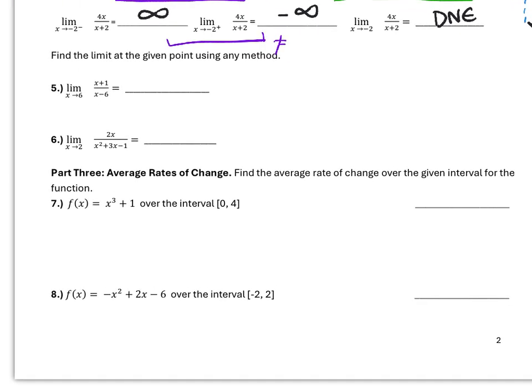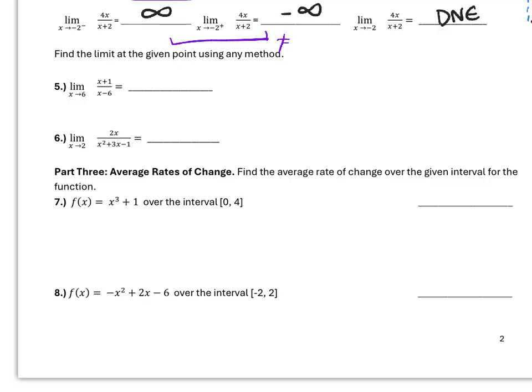Okay, number 5 says find the limit at a given point using any method. So you can use your graph, you can look at a graph on your calculator, you can plug in, you can use a table, you can use direct substitution. Okay, so for number 5, I'll start with direct substitution, because I should always start with direct substitution, which is going to give me 6 plus 1 over 6 minus 6, so 7 over 0.